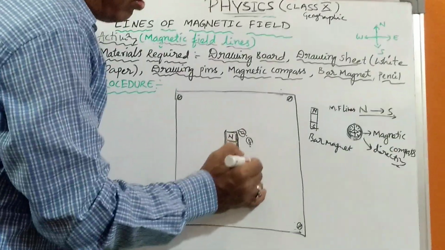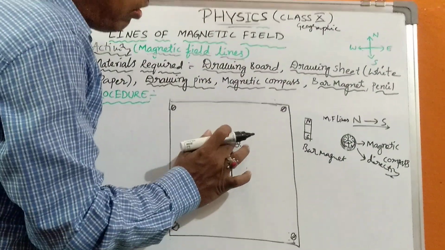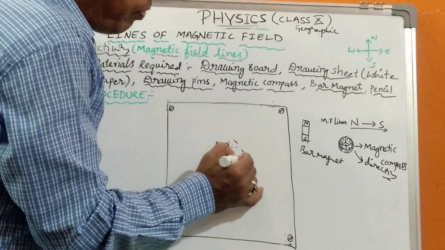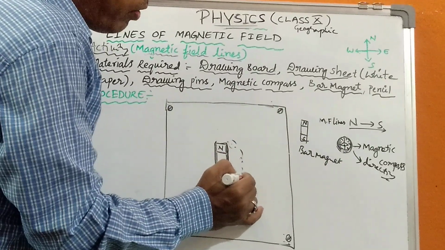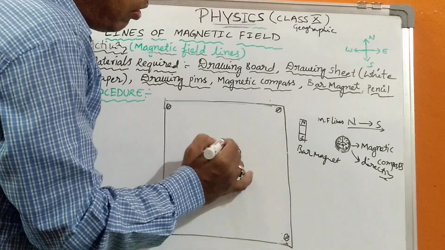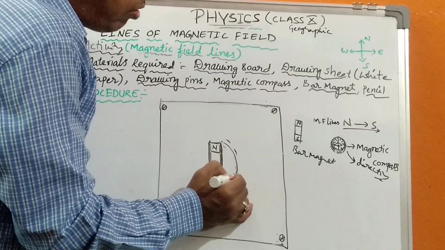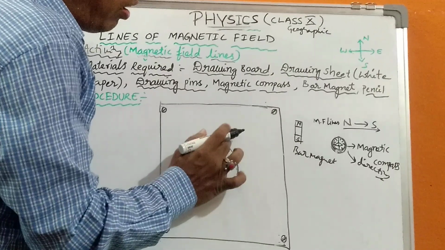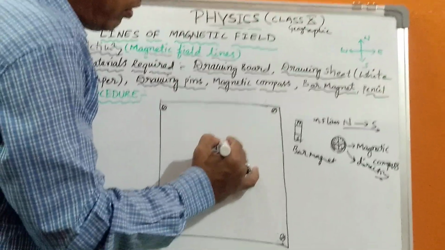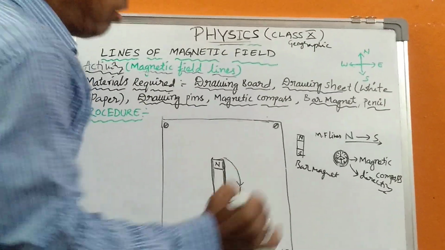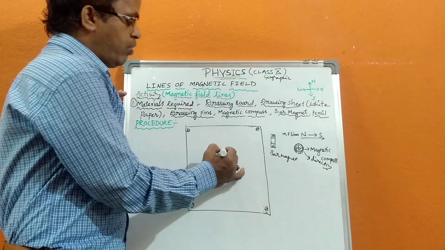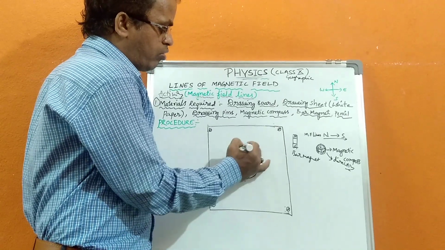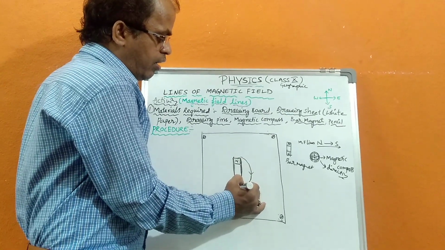You have to continue like this and join these dotted points which we get by using the magnetic compass. Join these dots with pencil. You get one curve like this from north till the end, the south. You start from north and end with south.